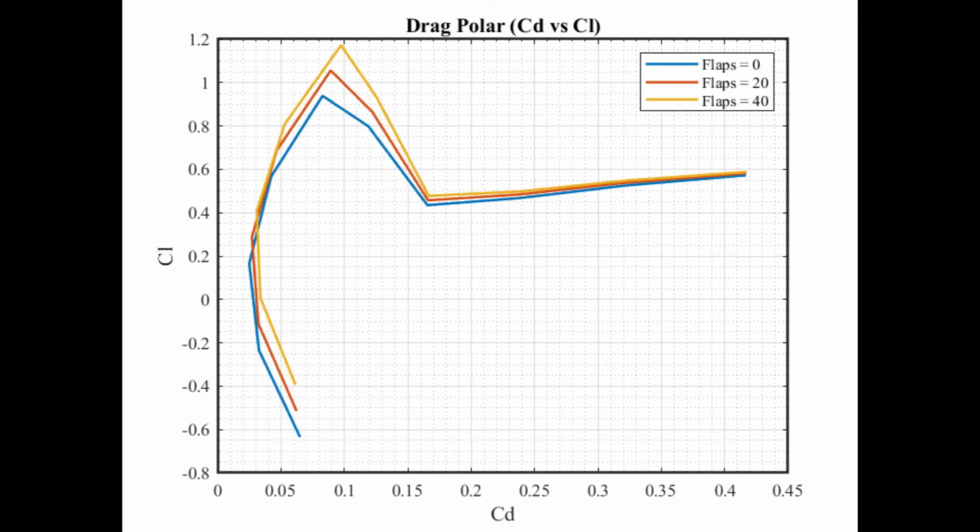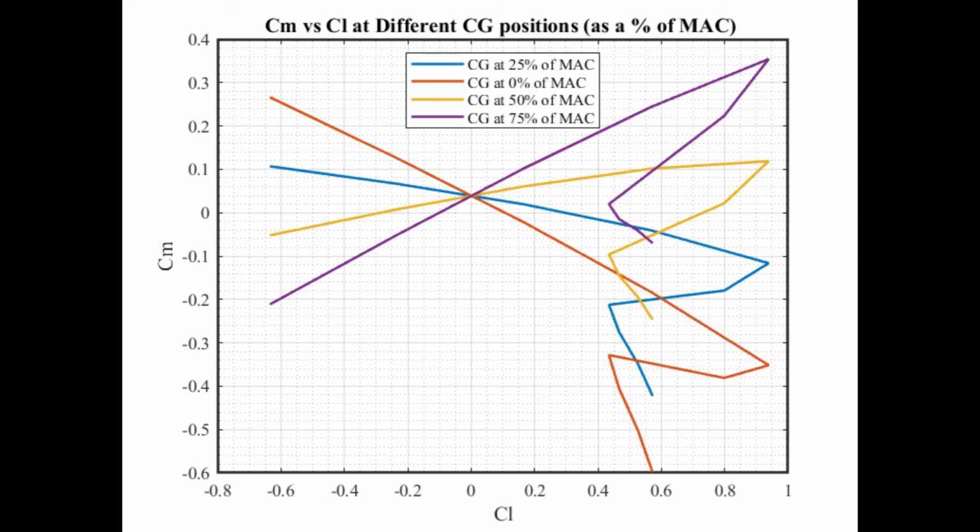This graph demonstrates a typical drag polar graph. As is expected, at higher flap settings, the value of CL is greater than at lower flap settings for the same CD value. This is a graph of CM and CL at different CG positions as a percentage of mean aerodynamic chord.